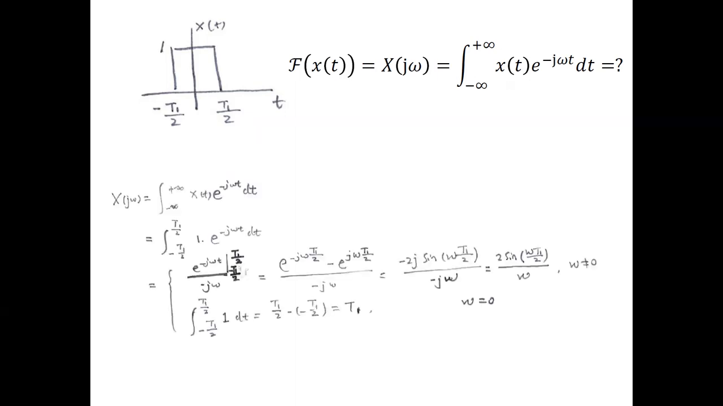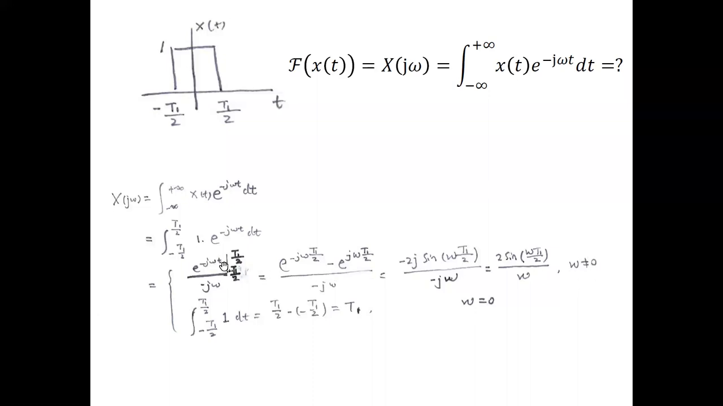Okay, let's look at the answer together. So we apply this standard formula, which is an integral from minus infinity to infinity. But because x of t is zero everywhere except within this limited region, minus to plus capital T1 divided by 2, we can shrink the integration region. And in this region, x of t can be replaced by 1. And this integral has a standard way to calculate it, but be careful. We can only put minus j omega in the denominator when omega is not 0.